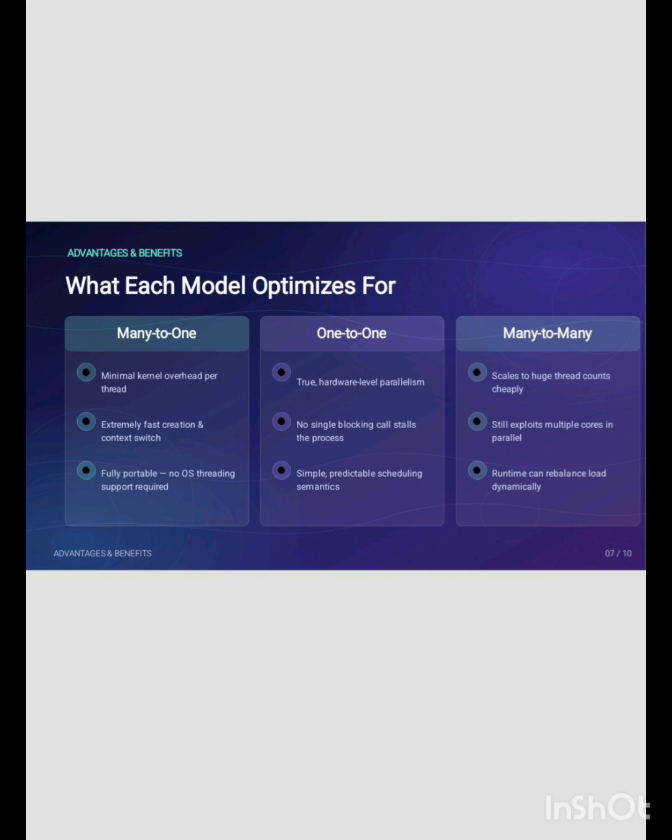Advantages and benefits of many-to-many: scales to huge thread counts cheaply, still exploits multiple cores in parallel, and the runtime can rebalance load dynamically.